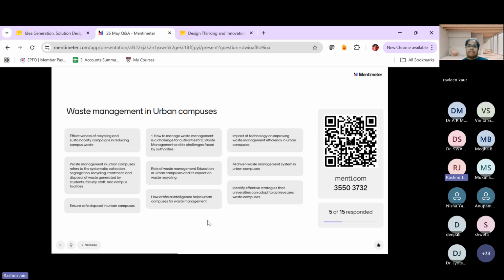So if I have to pick my responses from here, I would say how AI, artificial intelligence, helps urban campuses. That's a good one. AI-driven waste management. That's a good one. Identify effective strategies that universities can adopt to achieve zero waste campus. That's also a very good one. Role of waste management education in urban campuses and its impact on waste recycling.